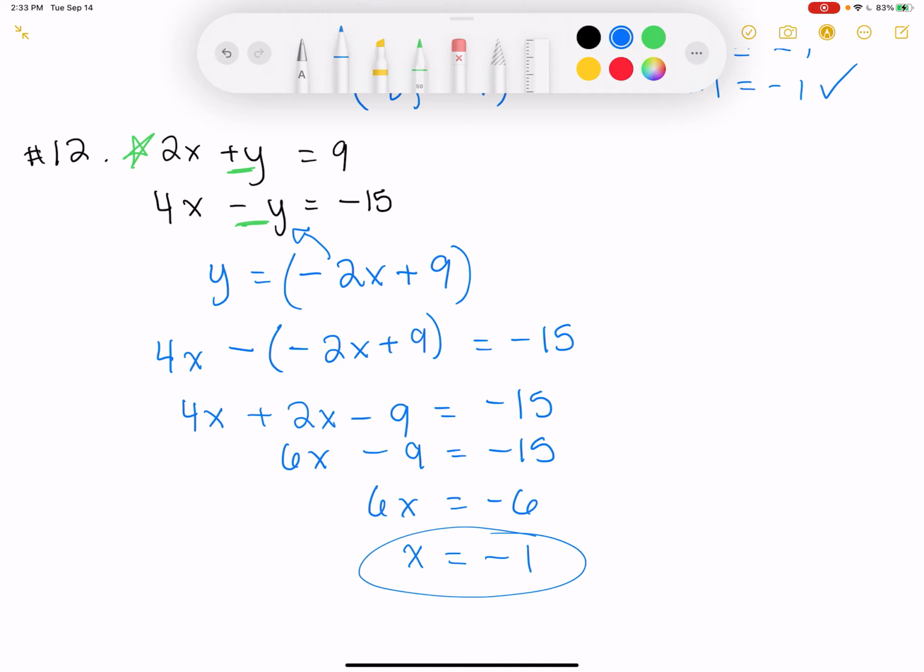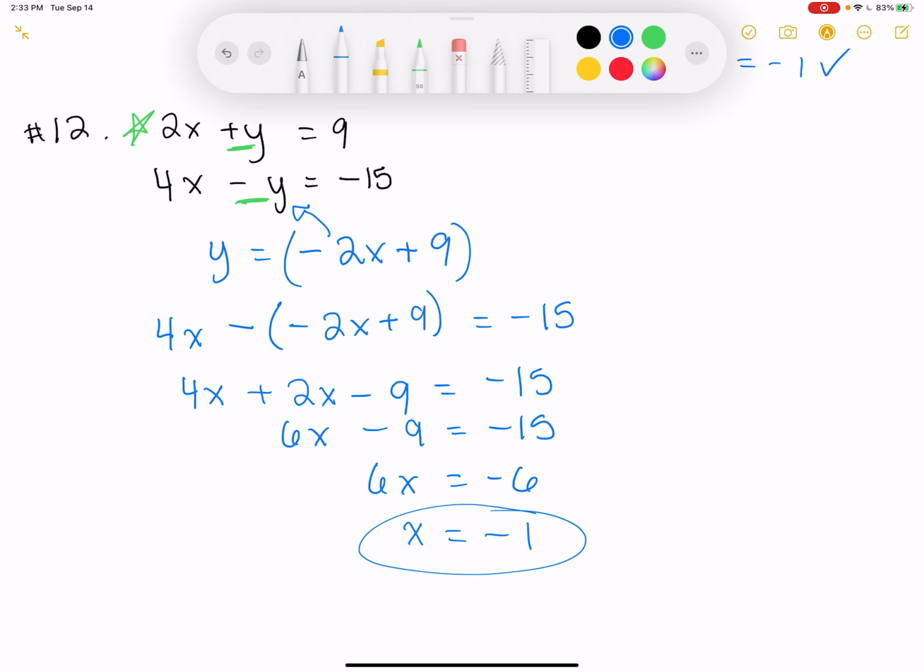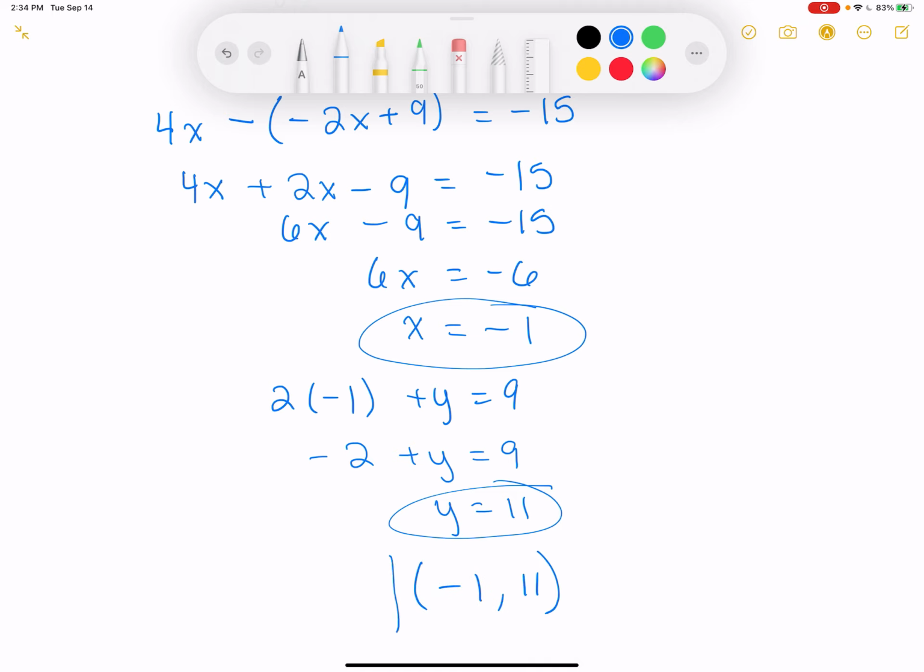Now again, it really doesn't, in the grand scheme of things, matter which one you plug the negative 1 into. But I'm going to go with the original one that we started with. So the 2x plus y is equal to 9. So 2 times negative 1 plus y is equal to 9. Negative 2 plus y is equal to 9. I'm going to add the 2 over, so y is equal to 11. So my ordered pair is negative 1, 11.